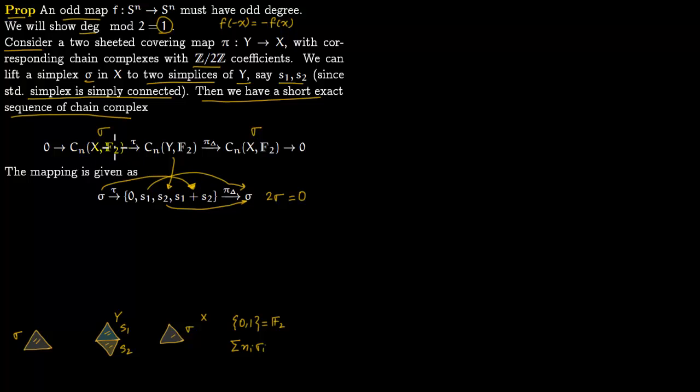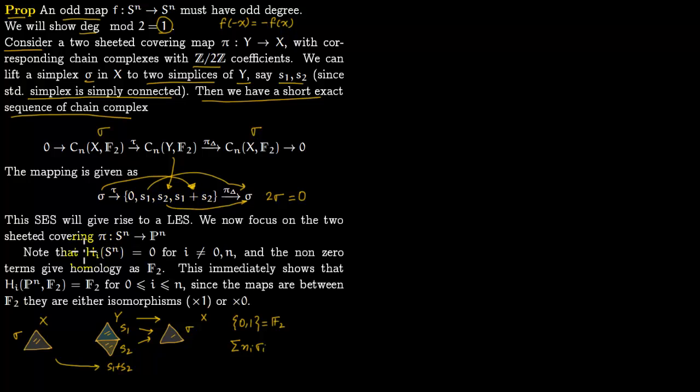That gives us a short exact sequence of chain complexes. You had this two sheeted covering, this map here, with s1 and s2 getting mapped to sigma, but the element s1 plus s2 gets mapped to 0. And sigma just gets mapped to s1 plus s2 in Y. So again you have X, Y, X. This is the beauty of using Z2 coefficients. This short exact sequence will give rise to a long exact sequence, and this can be used for any two sheeted covering map.